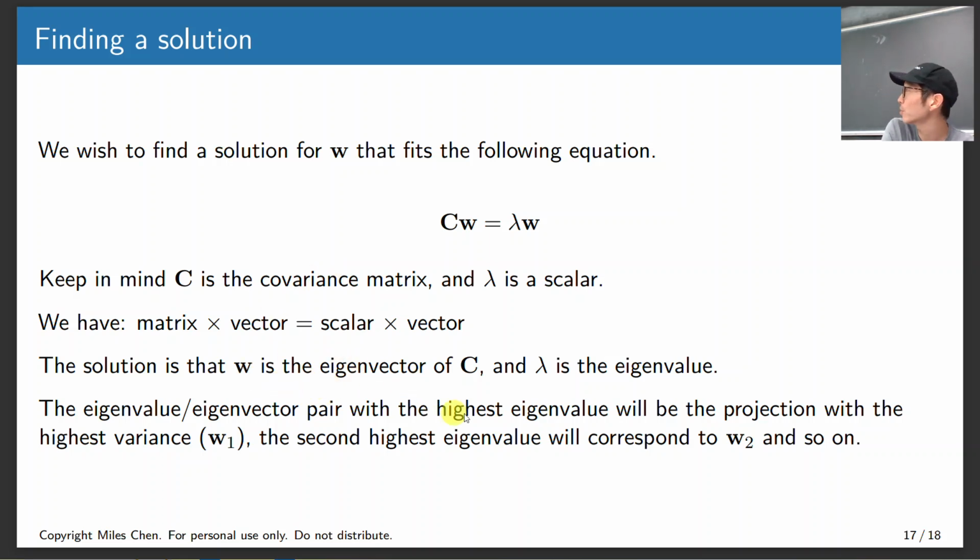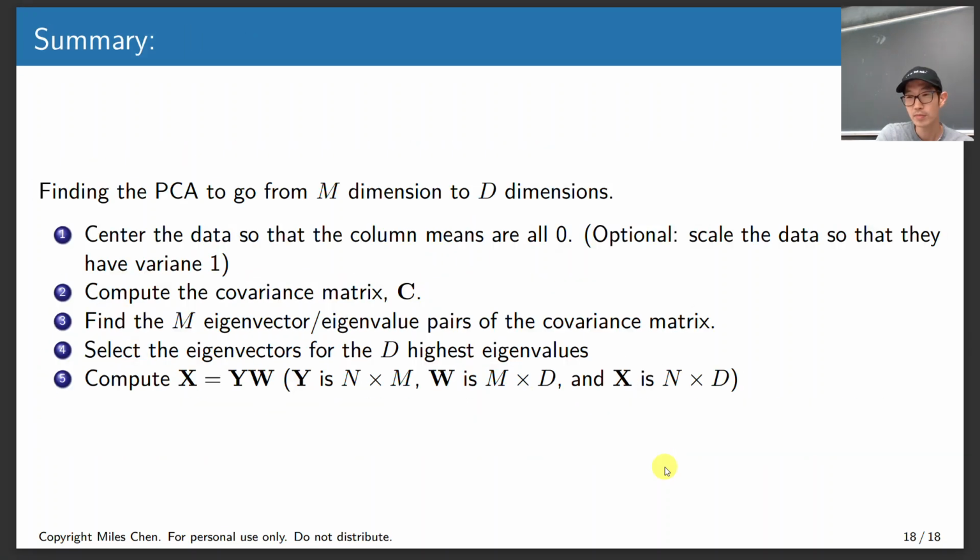All right, so W is an eigenvector of your covariance matrix C. Lambda is the eigenvalue. And so the eigenvector pair with the highest eigenvalue will be the projection with the highest variance. And then the next eigenvector is orthogonal to your first eigenvector, and that will correspond to the next thing.